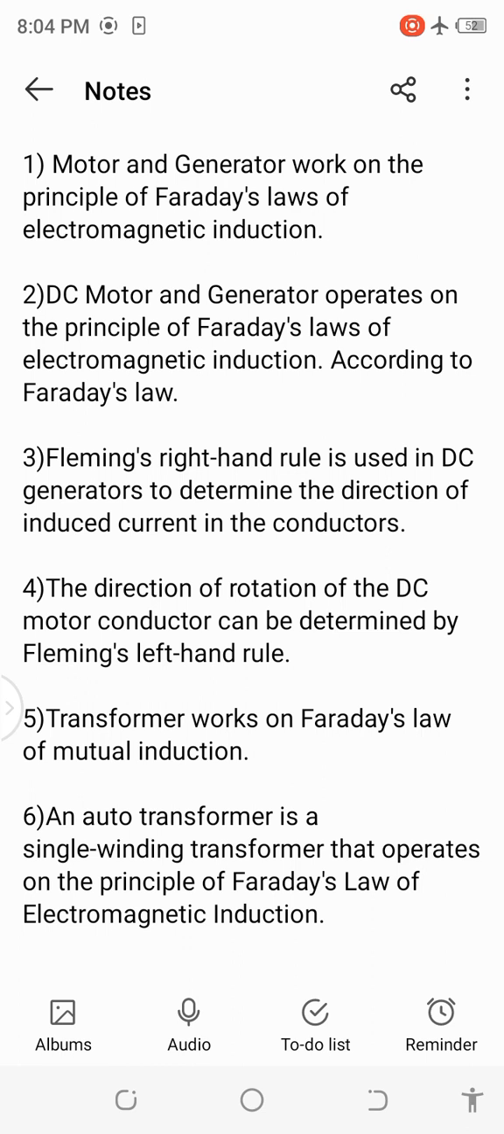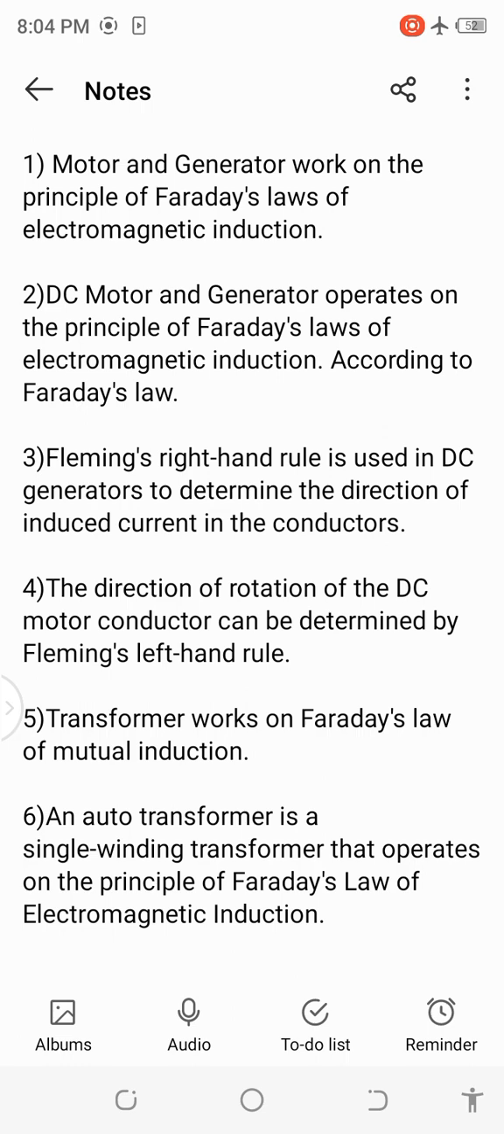2. DC motor and generator operate on the principle of Faraday's laws of electromagnetic induction, according to Faraday's law. 3. Fleming's right-hand rule is used in DC generators to determine the direction of induced current in the conductors. 4. The direction of rotation of the DC motor conductor can be determined by Fleming's left-hand rule.